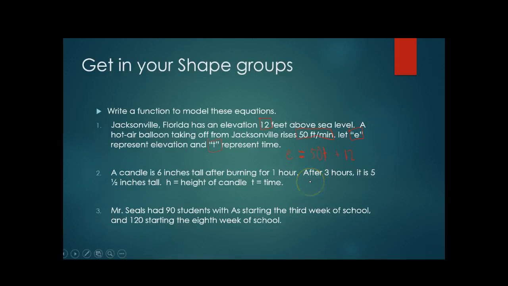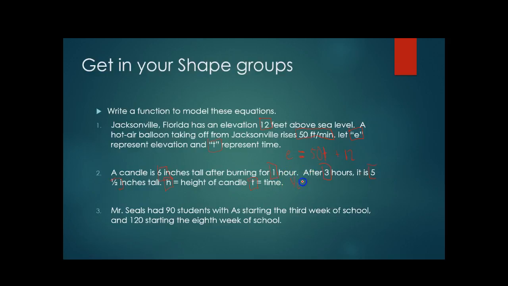For the next one, we have a little bit of different information. The candle is 6 inches tall after burning for 1 hour. After 3 hours, it is 5 1/2 inches tall. Now h and t are variables that are chosen. H is height of the candle, t is time. In order to figure out this one, we need to find the slope first. We have inputs and pieces of information, but we don't have the y-intercept, we don't have the slope. So we need to find both of these pieces of information.